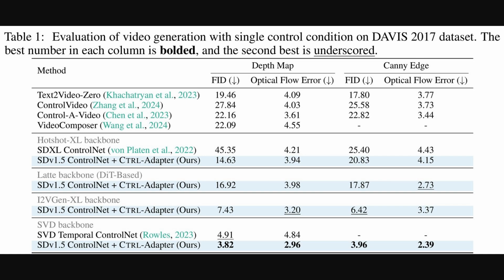Okay, so that was image generation, and now this table shifts focus to video generation, specifically with a single control condition, evaluated on the Davis 2017 dataset. We're looking at Fréchet inception distance again, and also optical flow error, both where lower scores are better. Across various video model backbones, like Hotshot XL or Latte, which is a diffusion transformer or DIT-based model, the Control-Adapter, paired with an SDV 1.5 control net, consistently achieves excellent, often top-tier, results for both depth map and canny edge controls. This strong performance really underscores its versatility for video.